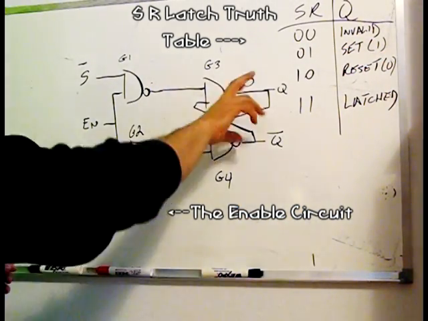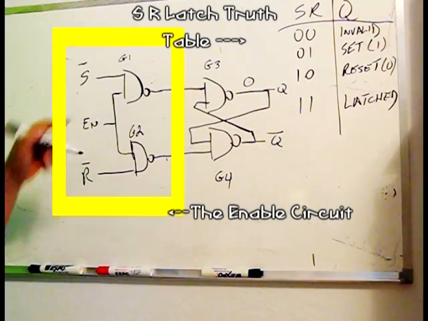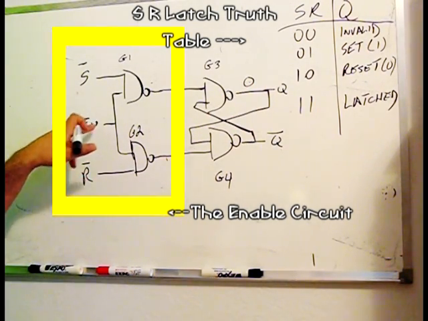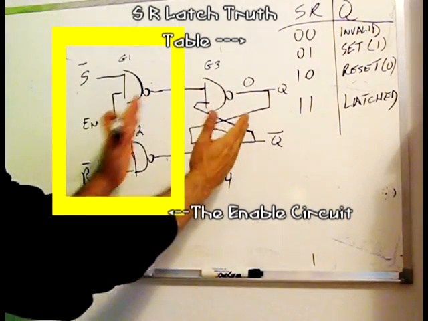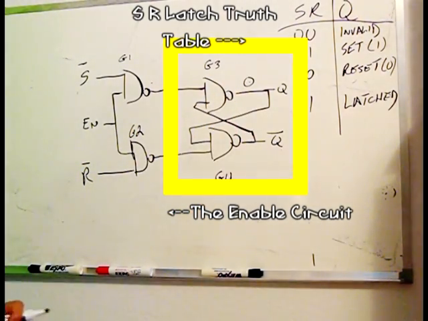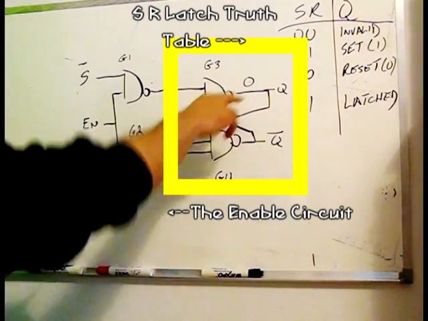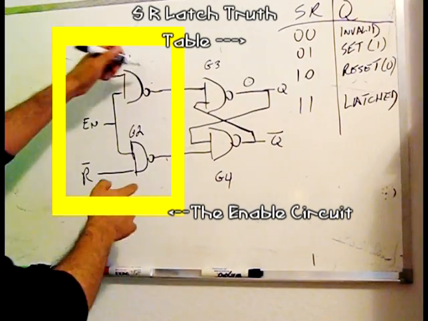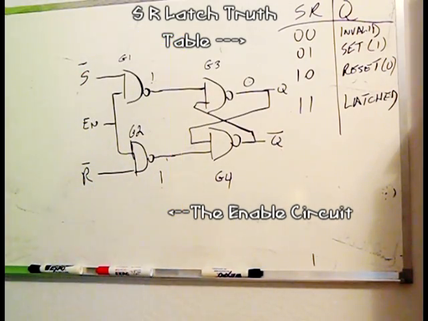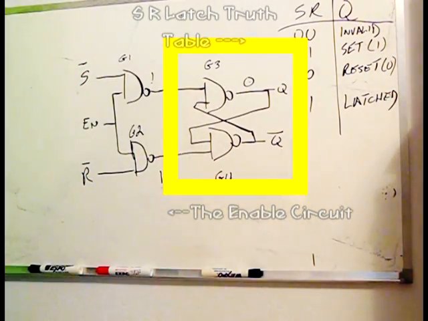Whenever we want to pass data to Q, we keep a logical high on the enable input right here, and whatever we send on S&R will make it through to the actual latch. If we want to store the data that's already on Q, then we take enable low, which will put a 1 and a 1 on the output of G1 and G2, and latch the S and R.